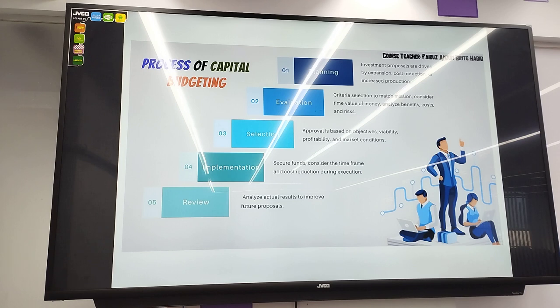The fourth point is implementation. Secure fund, consider the time frame and cost reduction during execution. When I'm talking about the implementation part, the capital budget needs to quantify the total expenditure to ensure the fund that needs to be borrowed from where exactly. A balance needs to be created between funds borrowed from different sources and the revenue distribution.